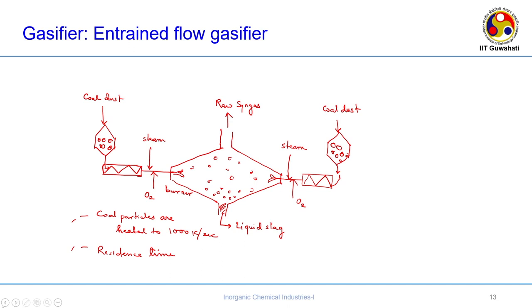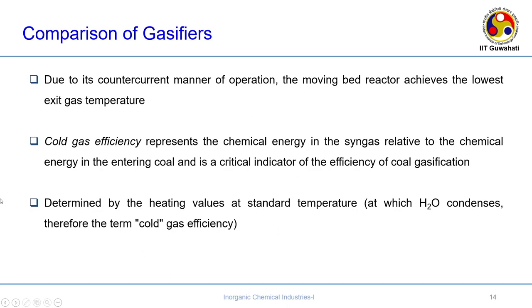Okay. So, this is the way the entrained flow gasifier works. So, let us summarize the points we have seen, and go through the comparison now. Because if I want to compare the best gasifier, that is the entrained flow gasifier, I should also compare the other gasifiers. What are the pros and cons? So, the moving bed, the first one which we have just studied, because of its counter current nature achieves the lowest exit temperature. Why? Because steam and oxygen are coming from the bottom, coal is coming from the top. So, obviously, the exit temperature will be less.